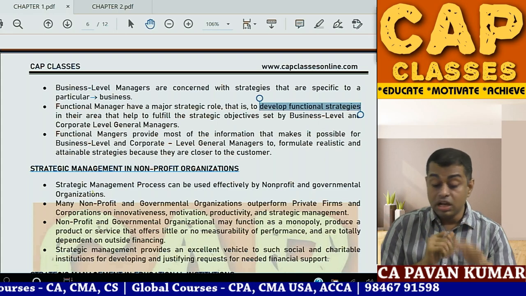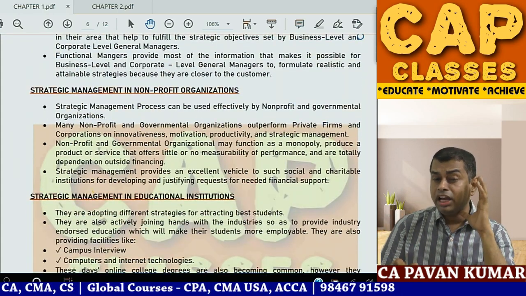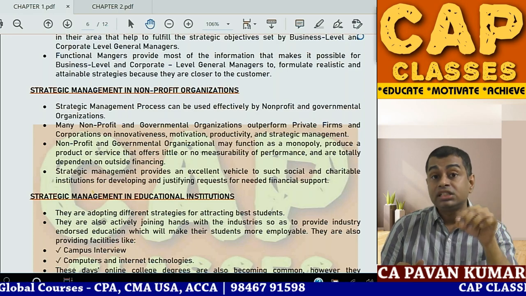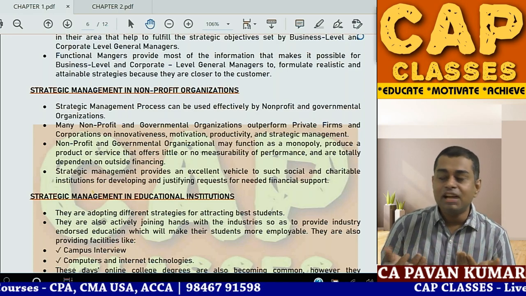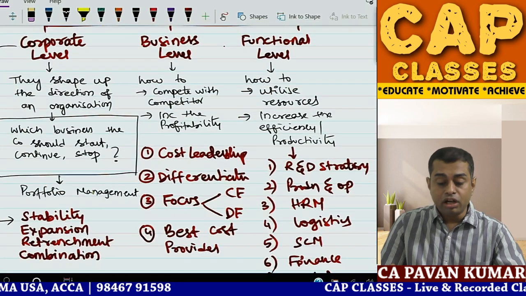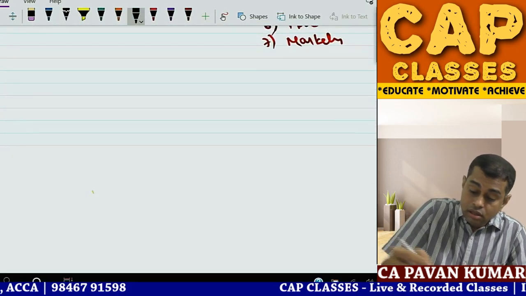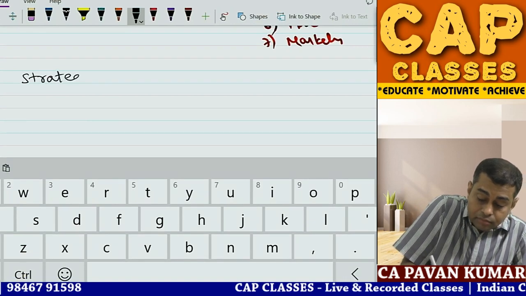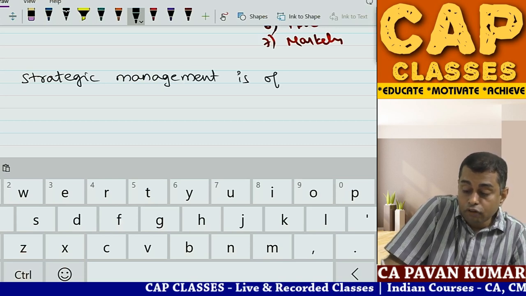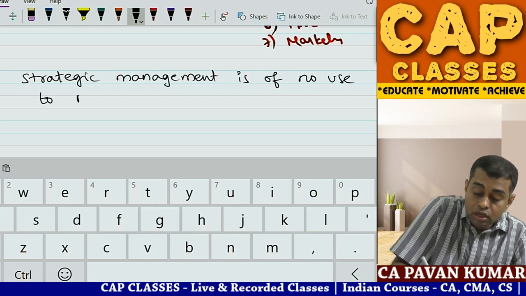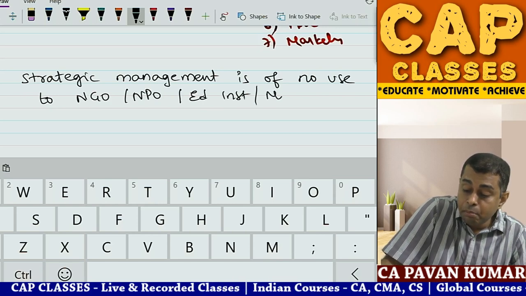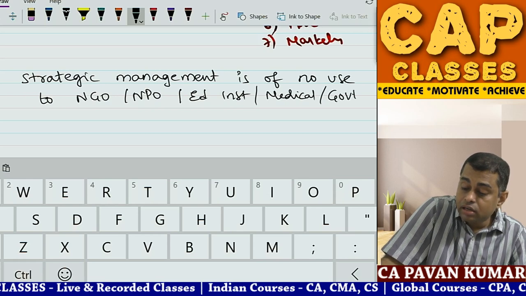You understand this? Now, another very important question is, in the old syllabus, it is there in the seventh chapter. In the new syllabus, it is there in the first chapter itself. But basically, it is there in both the old syllabus and the new syllabus. What is this? Very interesting question. The question goes like this, and it is important, asked in the examination also. Strategic management is of no use to NGOs, NPOs, educational institutions, medical organizations, government, etc.